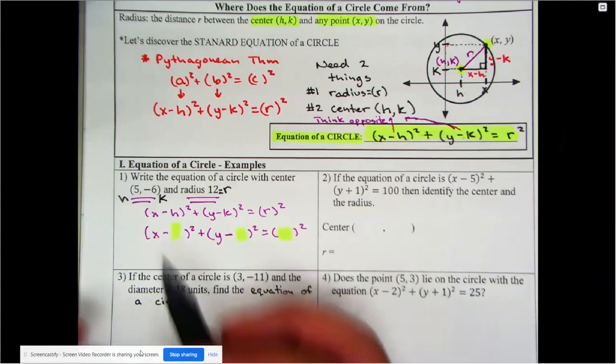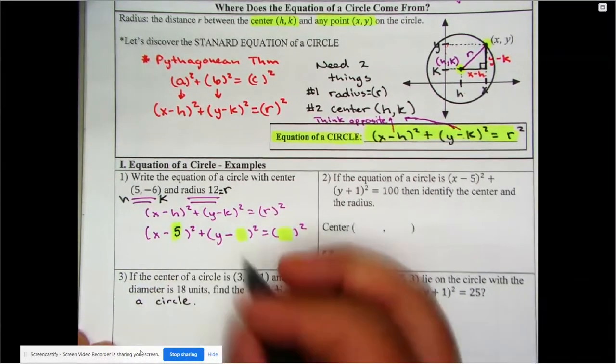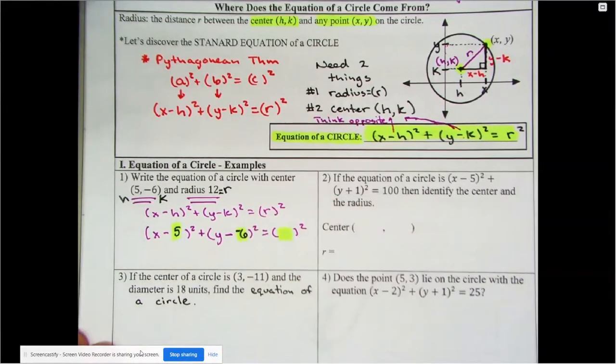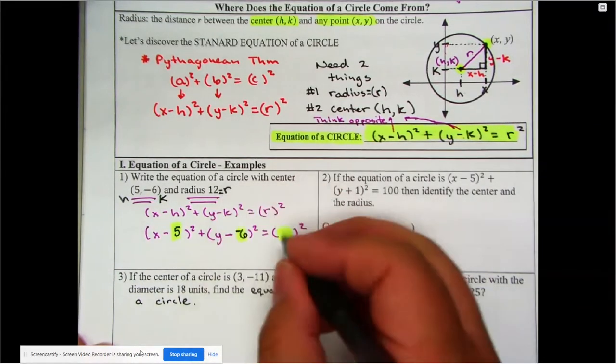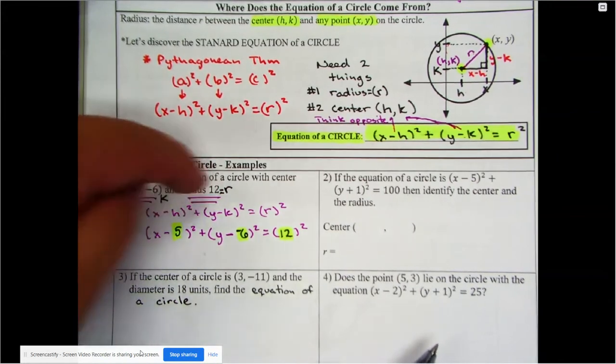I already know that my h is 5. Well, I'm just going to put a 5 for now. I know my k is -6. Then I'm going to put a -6 for now. We can fix it later. And my radius is 12. So here is my official equation of a circle that has this center and this radius.